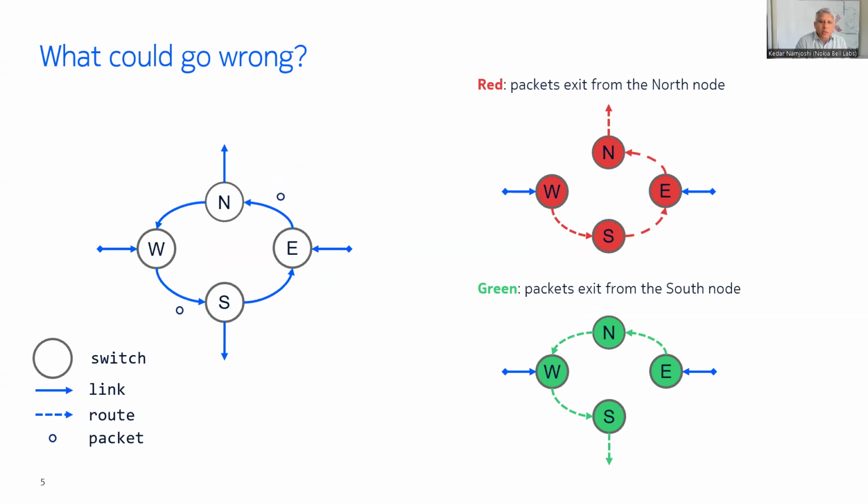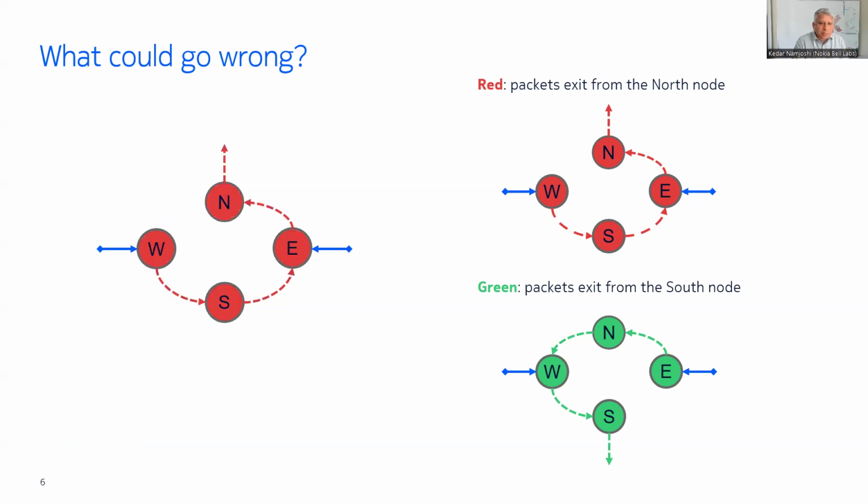The blue arrows represent the physical connections, and the little circles represent packets. Now you can configure this network in 2 different ways. So in the original configuration, the red configuration, any packet entering the network exits through the north node. In the green configuration, any packet entering the network exits through the south node. Okay? So now let's see how an update might proceed.